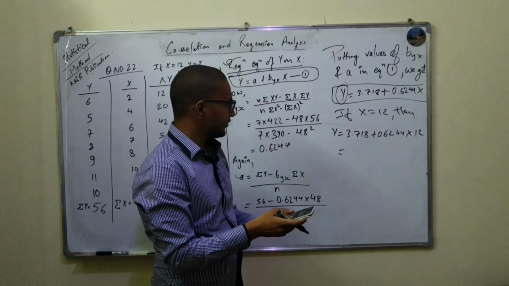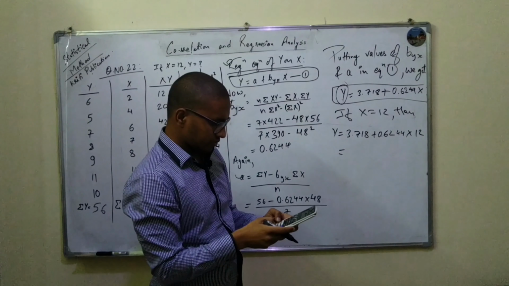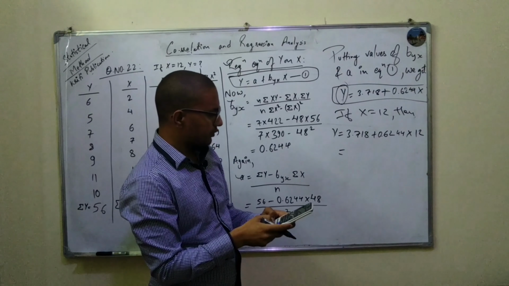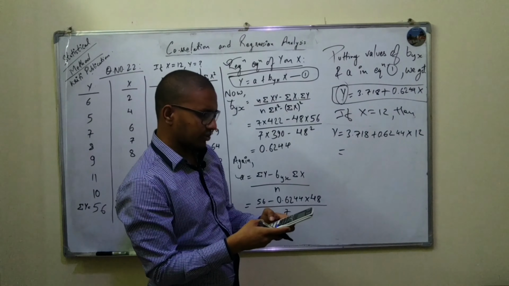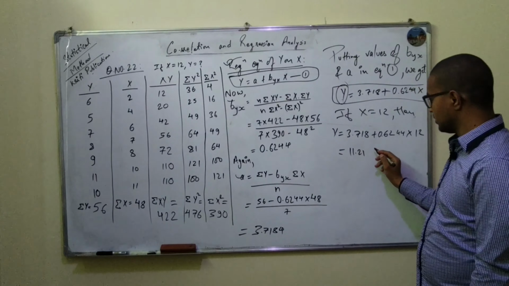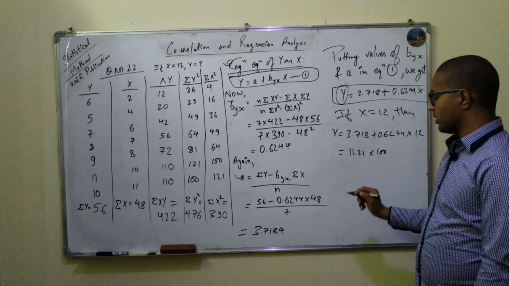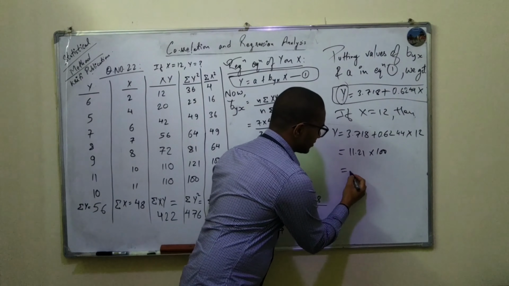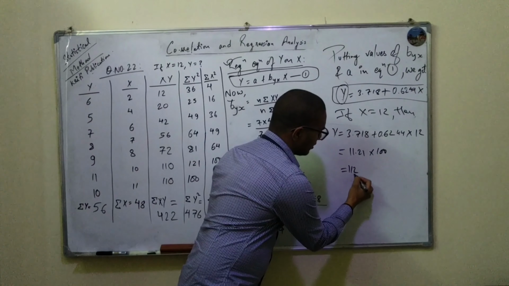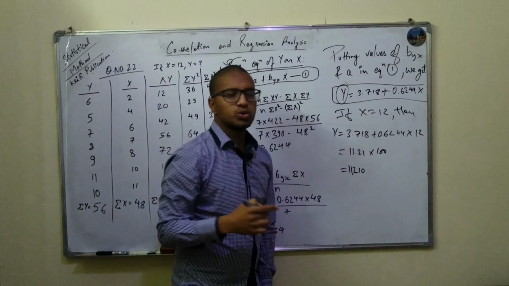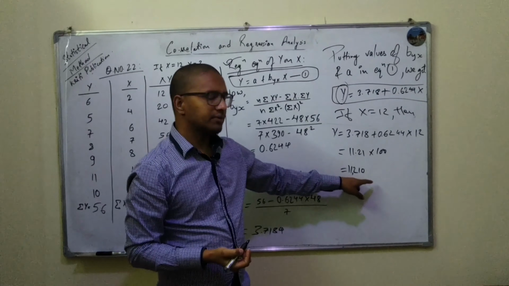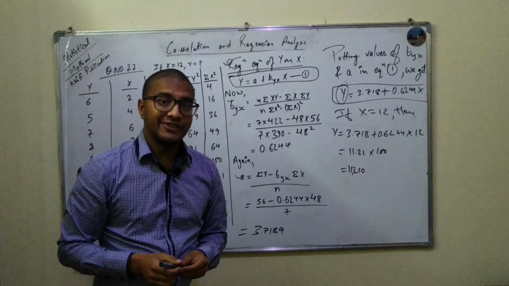When you multiply this, how much do we get? Let's just use the calculator. 3.718 plus 0.6244 into 12, right? So 11.21. Since this is a figure in thousands, we need to multiply by 1000. So we get 11,210. That would be that particular employee's salary.